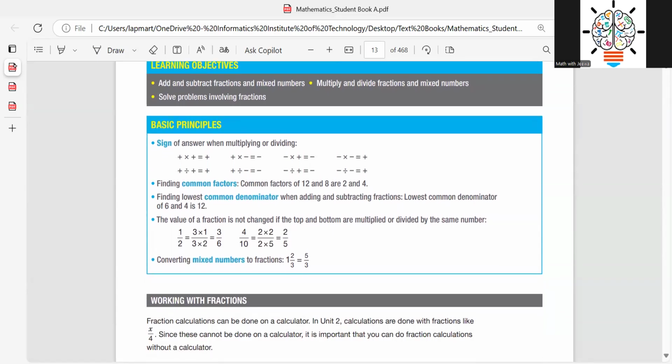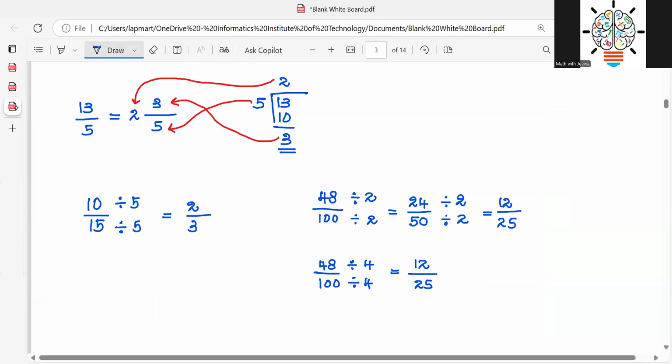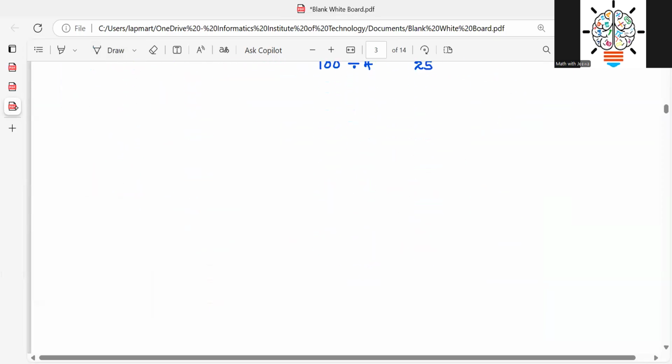So then I explained to you the signs. Then, yeah, converting the mixed numbers. So then the simplifying the fractions. Yeah, I want to explain you the next thing. It's about the factors and the multiples. Children, that will talk about the factors.